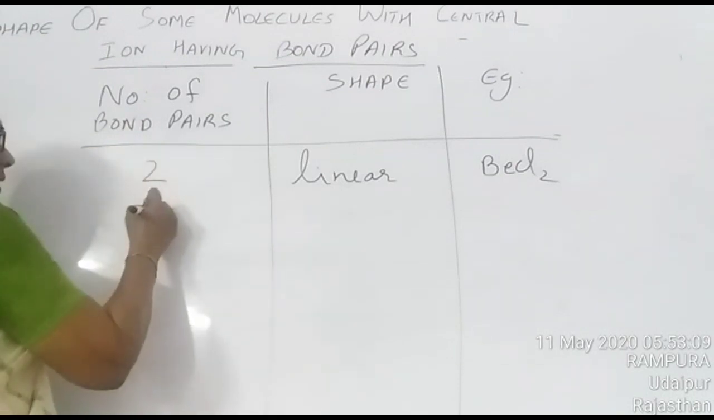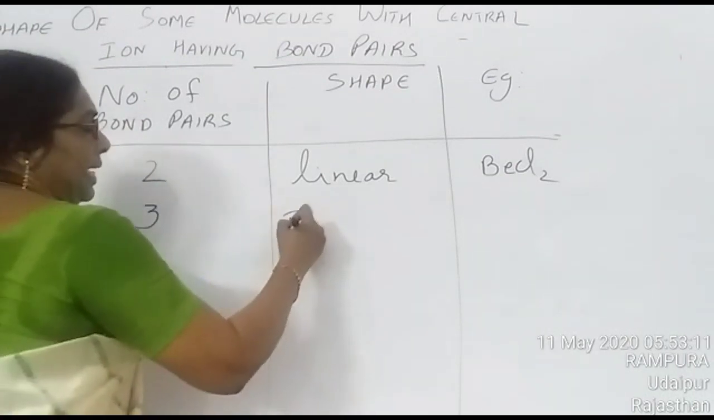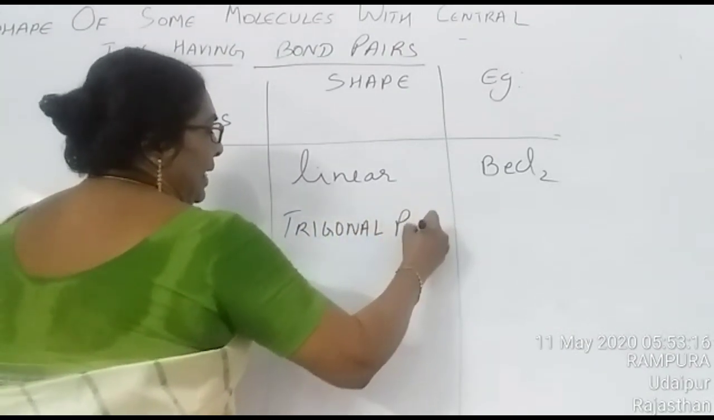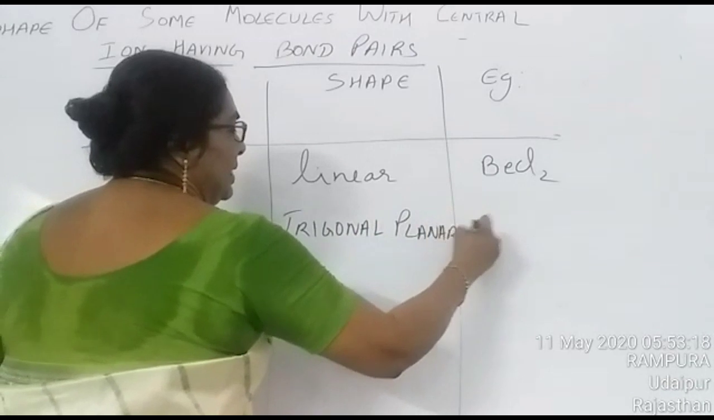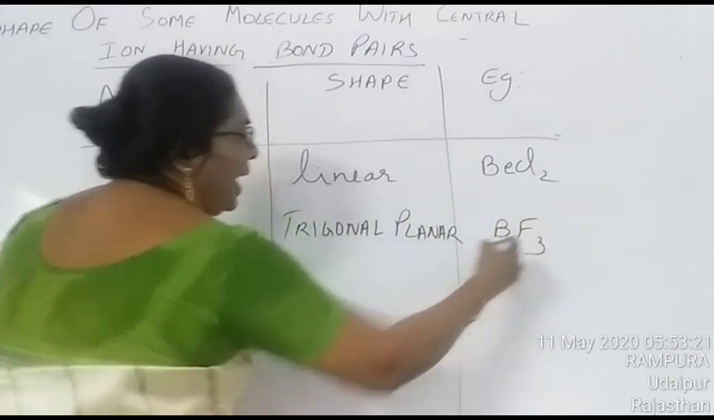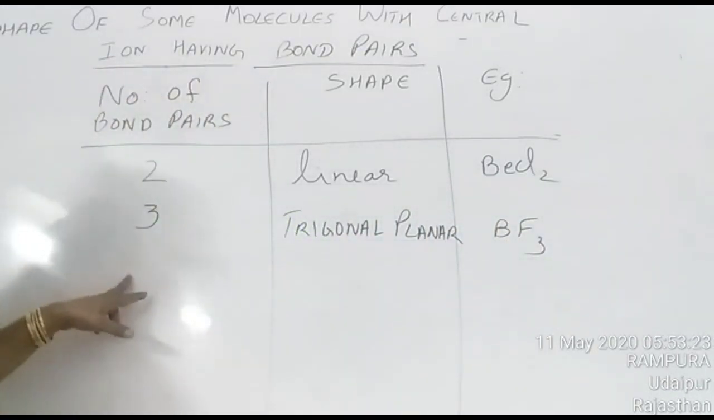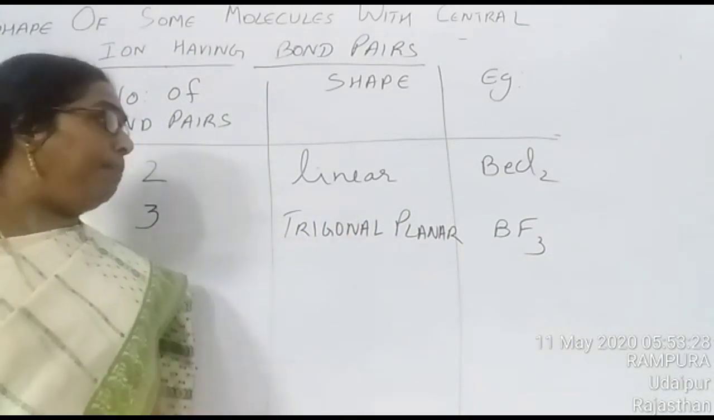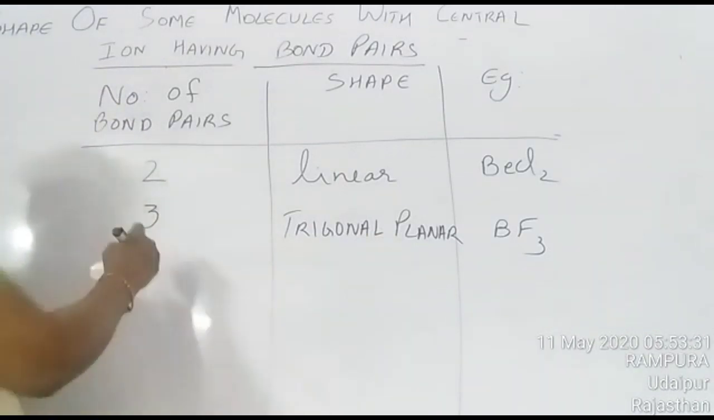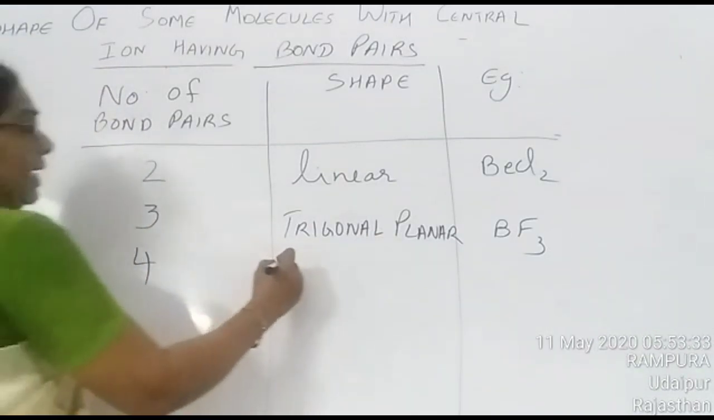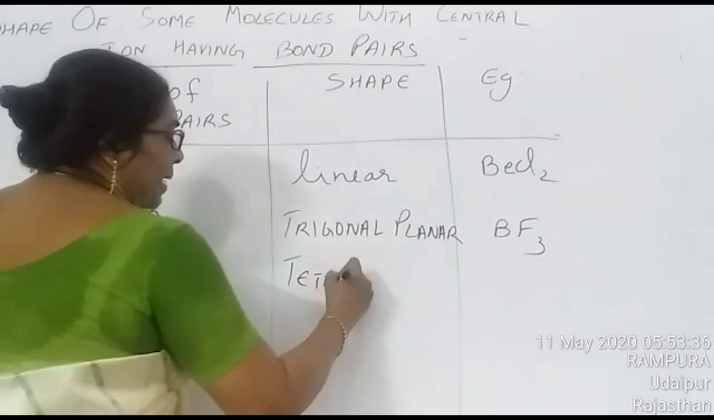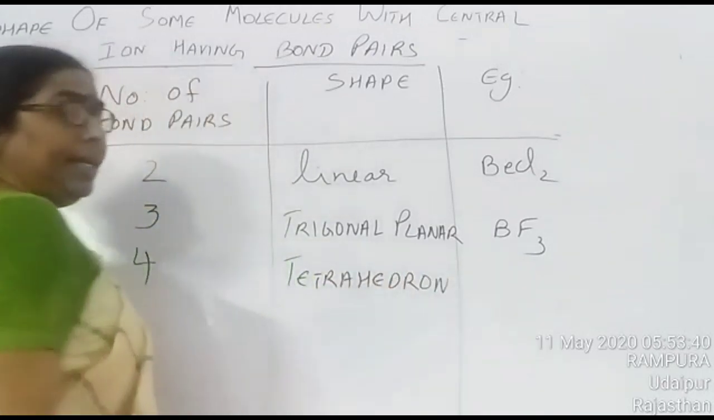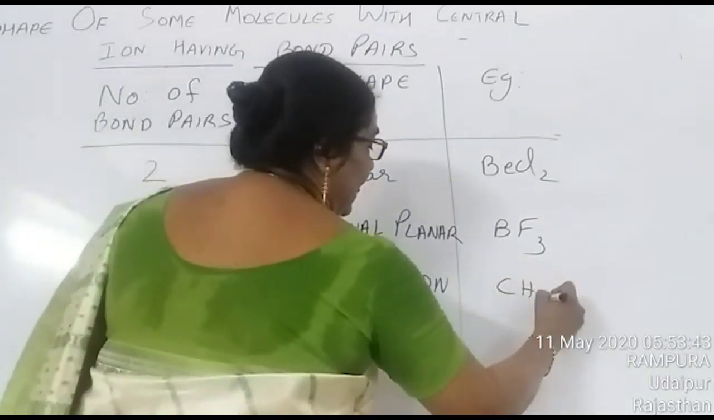Suppose it has 3 bond pairs, then the structure will be trigonal planar. We can consider the example BF3. If it has 4 bond pairs, then the shape can be tetrahedral, and the example we can consider is CH4.